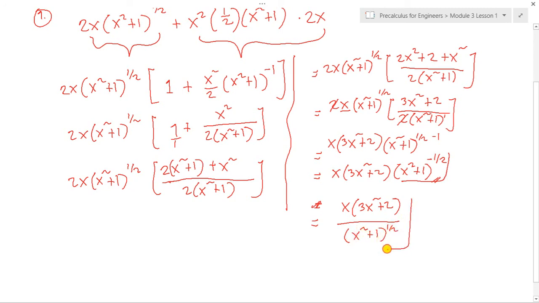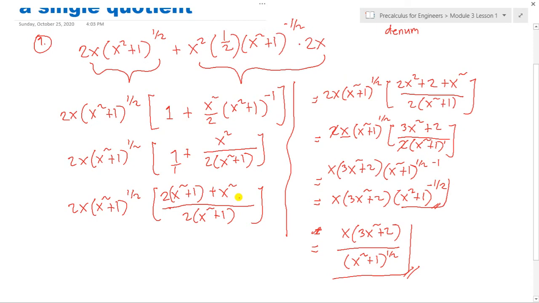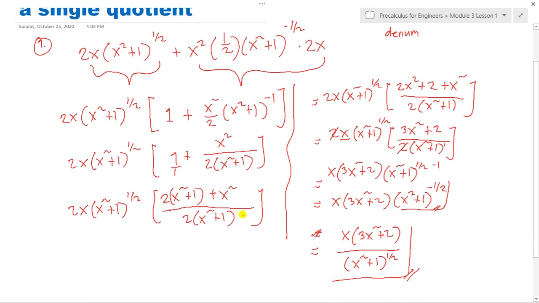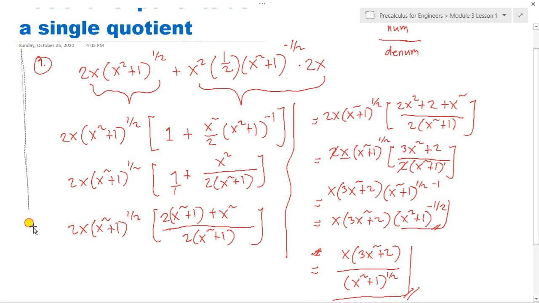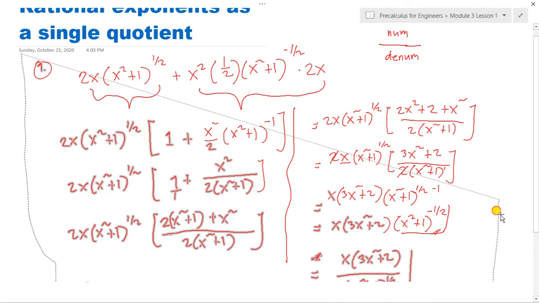1 half. So, therefore, we eliminated the negative rational exponents, and the expression is already a single quotient wherein we have a numerator and a denominator. So, that's all, class, in converting an expression that has rational exponents into a single quotient. That's the style. So, let's try another example.